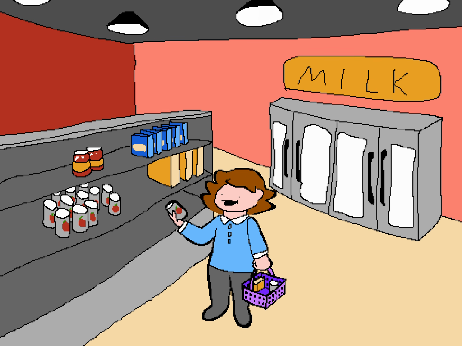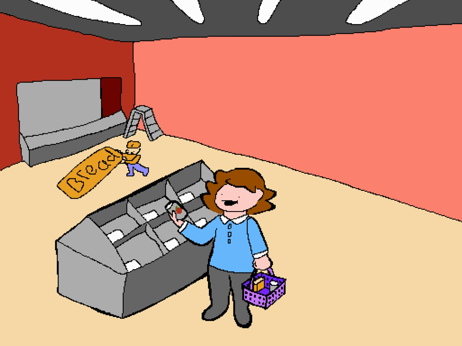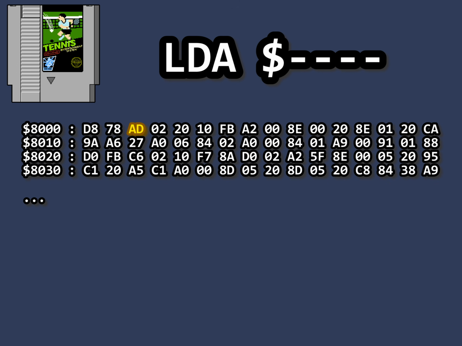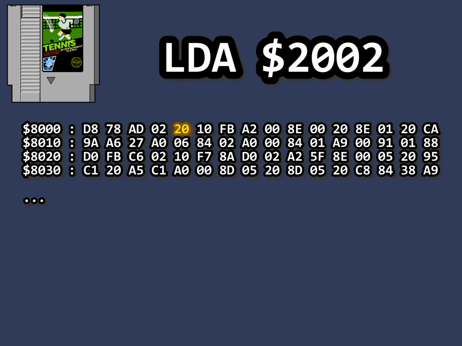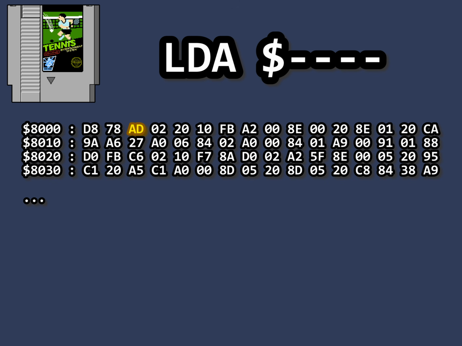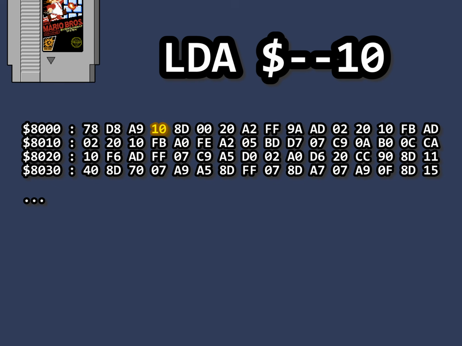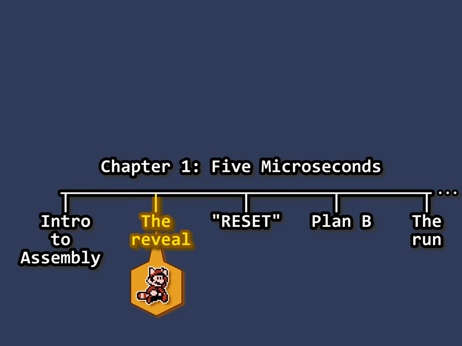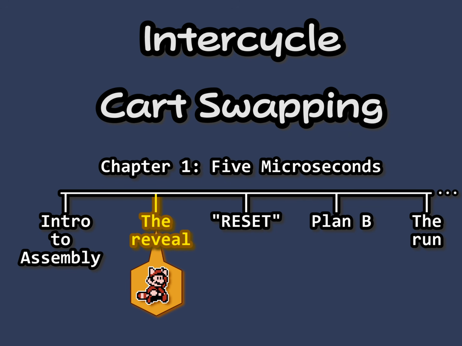Or suppose you've invented a more optimal route through your grocery store where the entire store is instantly disassembled and reassembled in a different configuration with you still in it for every item on your shopping list. Imagine if instead of reading AD0220, I swap cartridges between cycles to read AD from Tennis and 108D from Super Mario Bros. This is Intercycle Cart Swapping.